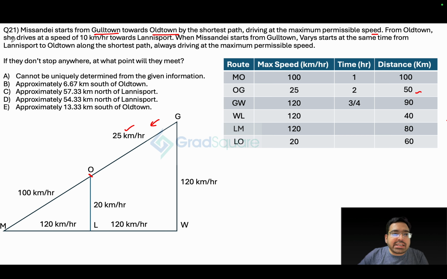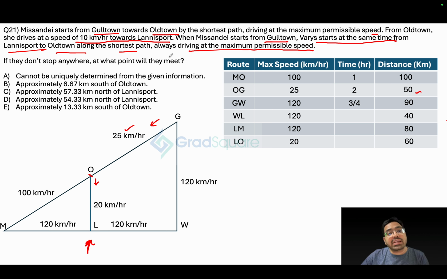From O, she drives at a speed of 10 kilometers per hour towards the point L. So from O to L is the journey that you are trying to travel, and you are going to travel at a speed of 10 kilometers per hour. When M starts from G, V starts at the same time from L. So V is starting from the point L and moving towards O along the shortest path, always driving at the maximum permissible speed. So this person V, who is starting from the point L, is moving at the maximum permissible limit, which is 20 kilometers per hour.